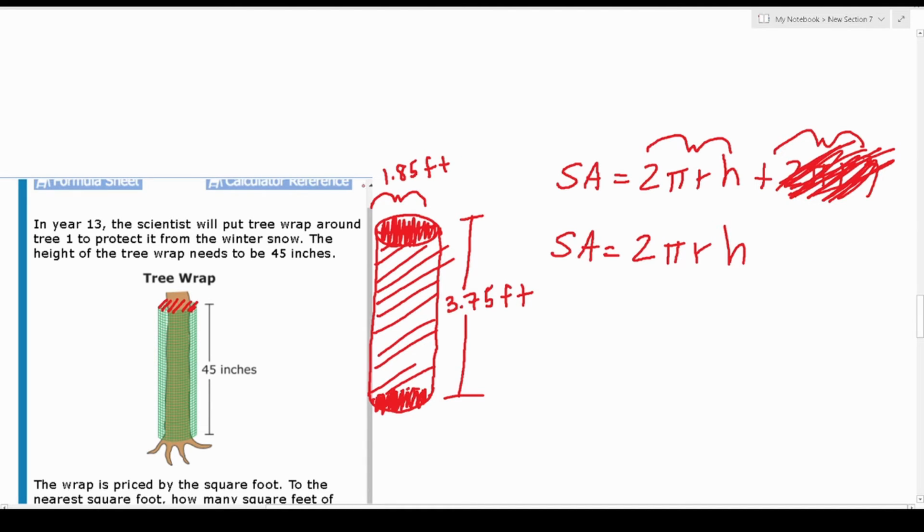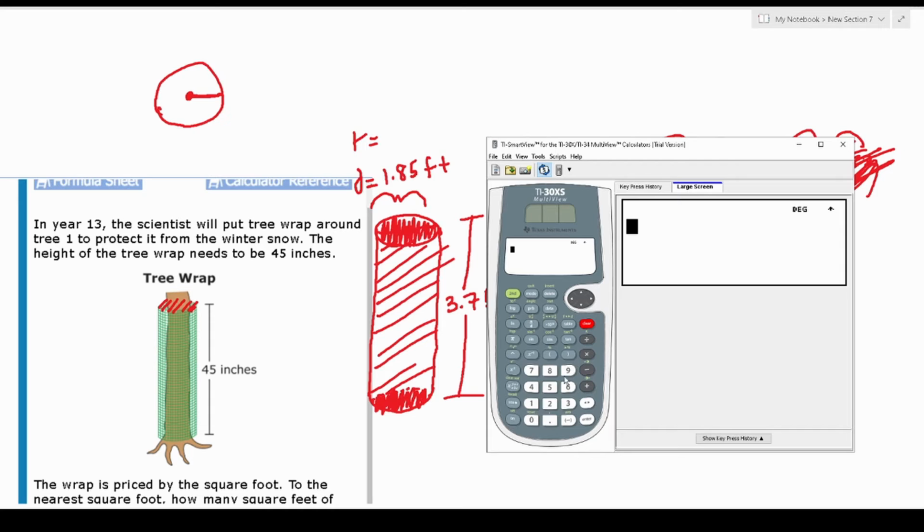Again, 1.85 feet was the diameter, so we can't use that in place of r. Radius is always half the length of a diameter. On a circle, radius goes from the center point of a circle to the edge of a circle, and it's always half as long as a diameter. So to find the radius of this tree wrap, we're going to take 1.85 feet and divide it by 2. So this is going to be 1.85 divided by 2, and we can see that is 0.925 feet.